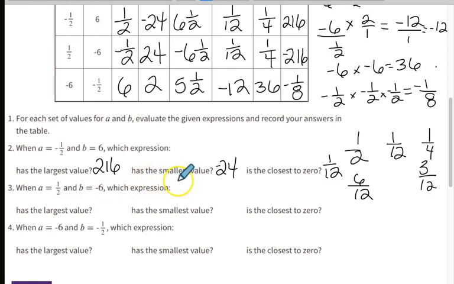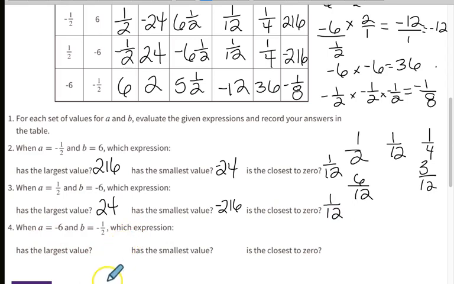Try this one. See if you can do it. Just pause the video and then restart it. The largest value in this one is 24. That is worth the most because that's the largest whole number. It has the largest value that's more than 0. So 24. Smallest value, negative 216. And closest to 0, again, would be the 1/12.